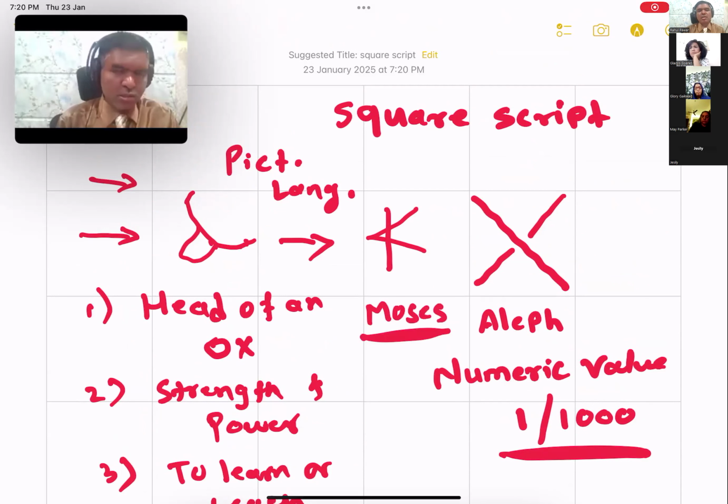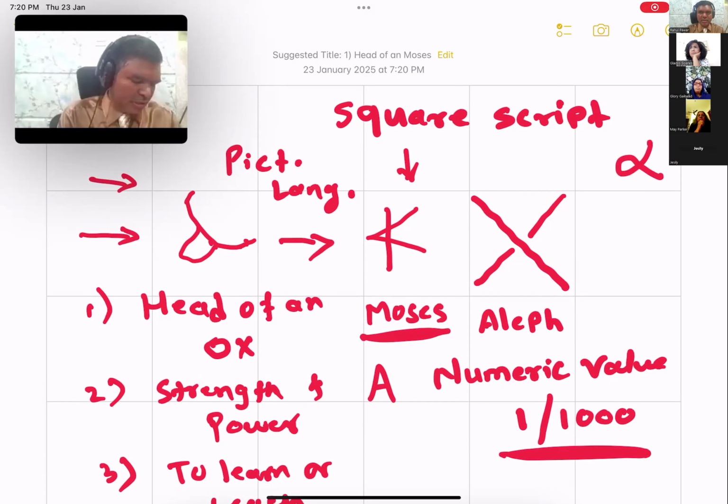Okay, I'll ask you one question. Turn this script 90 degrees. Which script will you get? Latin A. Okay, Latin A. So they both have the same Canaanite roots.